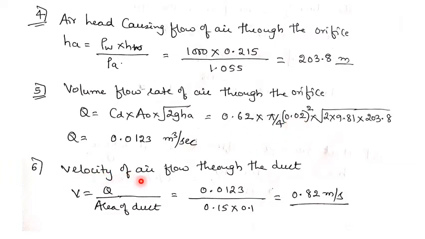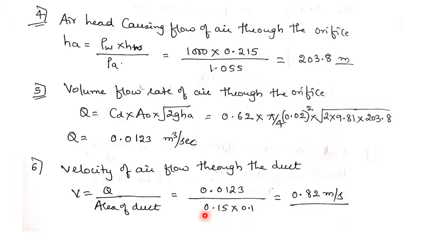So next we will calculate velocity of air flow through the duct, where V is given by discharge divided by area of the duct. Already we have the formula, that is discharge is given by area into velocity, where velocity equals discharge divided by area. So discharge is 0.0123, which we have calculated.